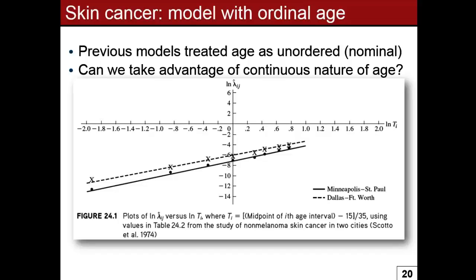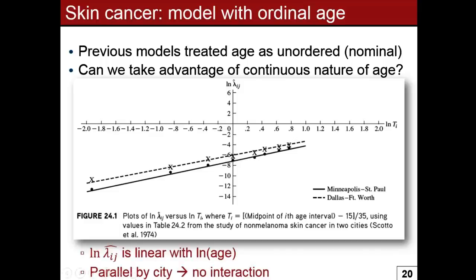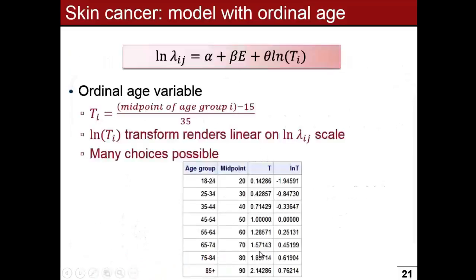The scale is kind of funny because there's a formula to it, but basically it's a log relationship, or exponential on the normal scale. It goes up exponentially, but the log of the rate goes with the log of age. So the log of rate with log of age. And notice it's kind of the same by city. So no interaction, but the log of the rate is linear with the log of the age.